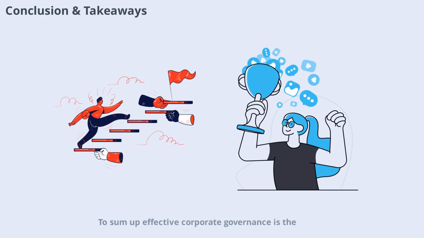To sum up: effective corporate governance is the foundation for sustainable business success. By following the corporate governance code, embracing transparency, and engaging with stakeholders, companies can build trust and resilience. Remember, good governance is a journey. Continuous improvement and open communication are key.